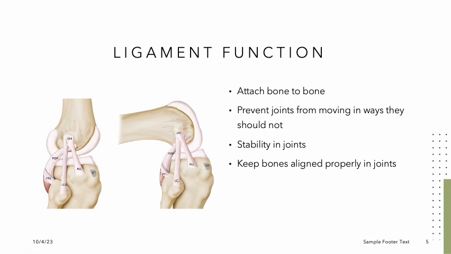If the ligaments become overstretched, you can have a dislocation of the joint. Your shoulder can dislocate if the ligaments are stretched too much, or if you tear one, you could lose your movement and it can dislocate as well. So stability, keep the bones lined up, and keep it moving in the proper direction. We don't want the knee to move side to side. The ligaments keep it so it can only bend one direction.